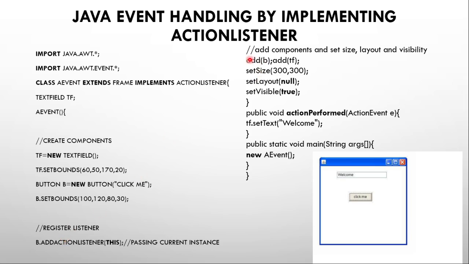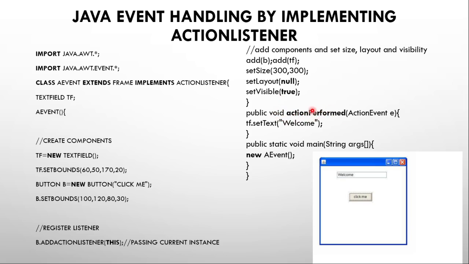Okay, so finally we need to add all these things, right? We know that we have already explored this one, and set size, about the frame and layout, visible, true. Okay, fine. So this is very important. We need to override the method which is there in the interface. That is one method, right?